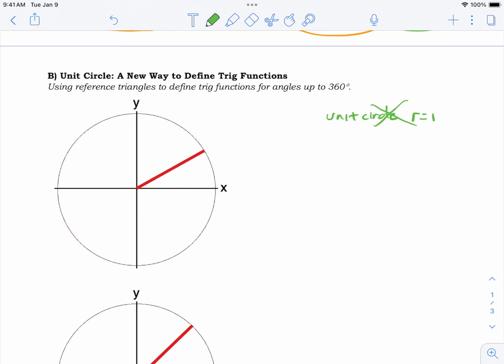I don't really do that. I don't limit myself like that. I don't care, it's a circle. That's all I care about. So, okay, what do we got here?